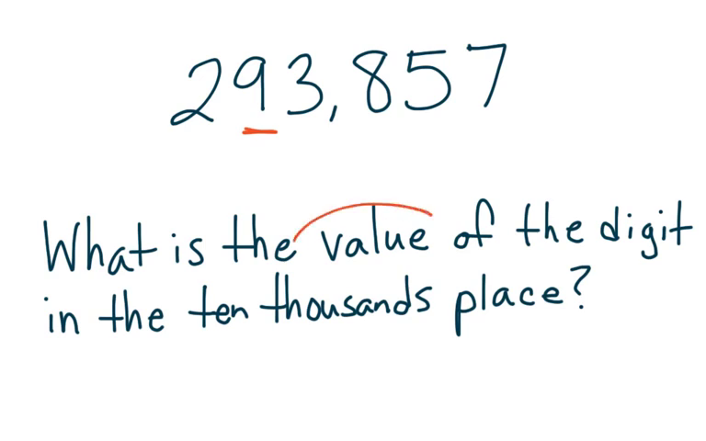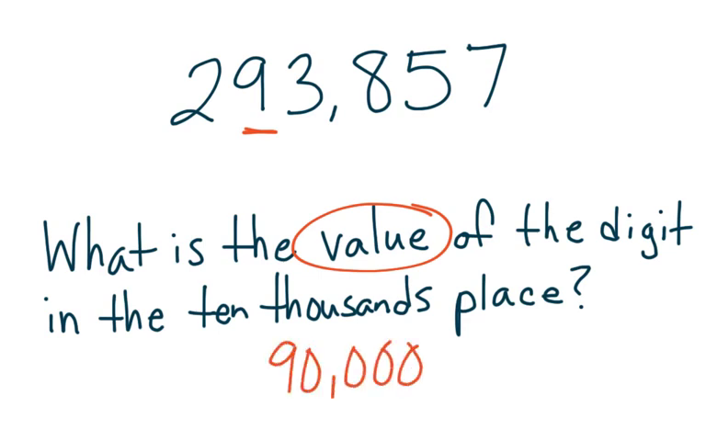And then it's asking for value. I don't want to know the place value. I want to know how much that number is worth. It's in my 10,000s place, and there's a 9 in my 10,000s place. So that 9 is worth 90,000. That's the value of that digit. 90,000 would be the answer to that question.